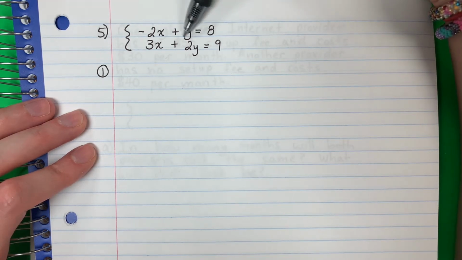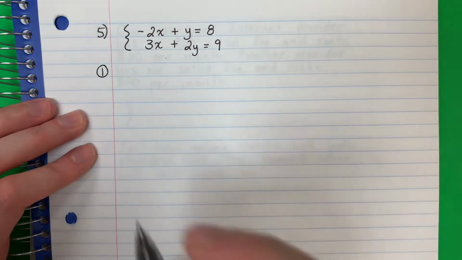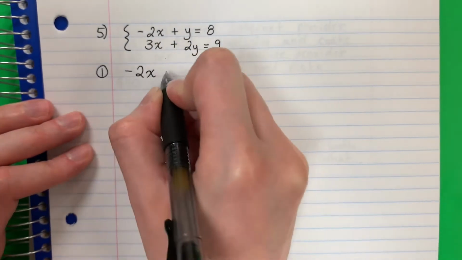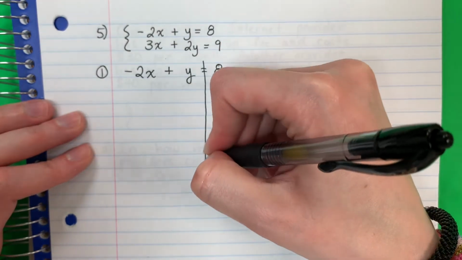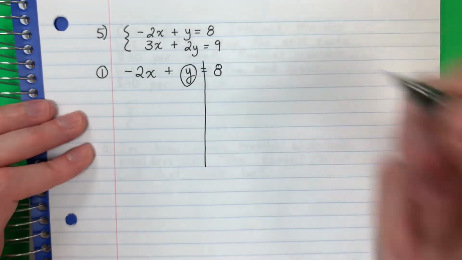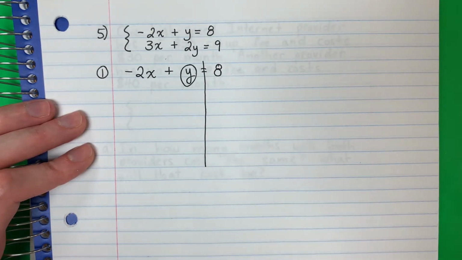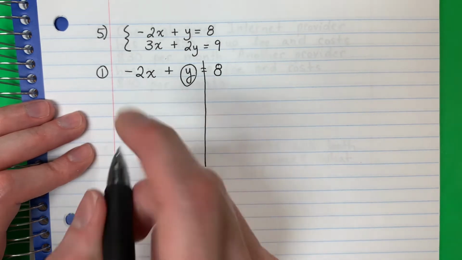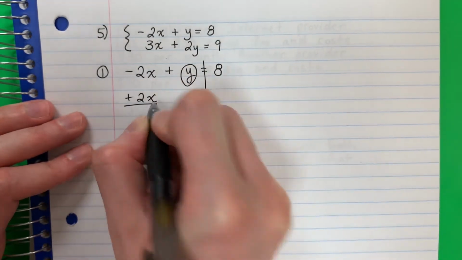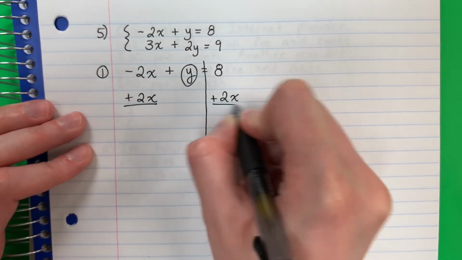So I'm going to do this one. Voy a hacer la primera. Okay, the first one. So -2x plus y equals 8. I'm going to get the y alone. Yo quiero la y sola. What is with y? ¿Qué está con y? Minus 2x, menos 2x. The opposite is plus 2x. So plus 2x, copy, plus 2x.